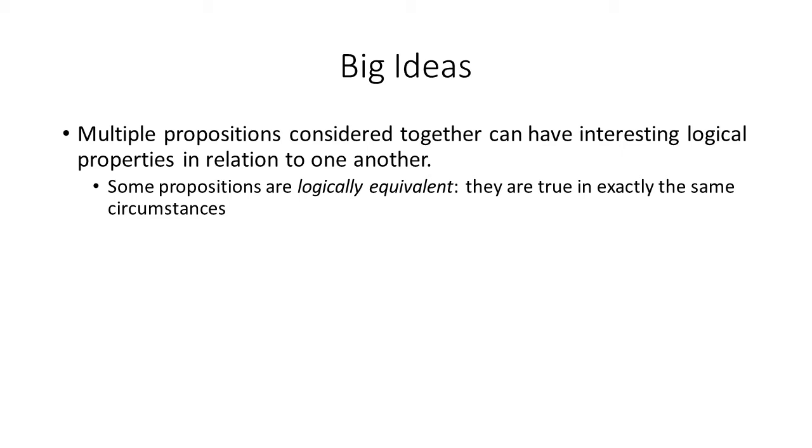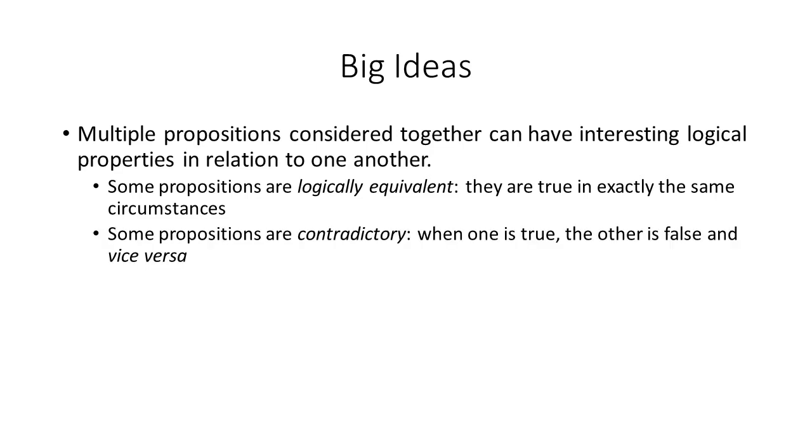So here are the examples, or what we're going to be talking about. So some propositions are what we're going to call logically equivalent, right? They're true in exactly the same circumstances. Next, some propositions are contradictory, right? When one is true, the other's false, and vice versa, right? So if two statements or propositions are contradictory, if one's true, the other has to be false, and if one's false, the other has to be true.